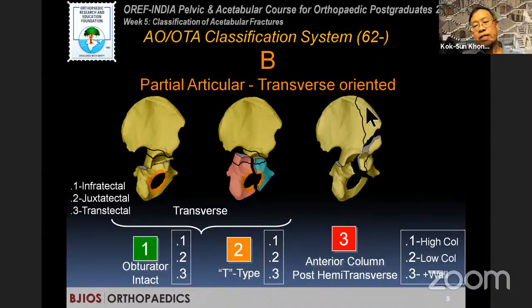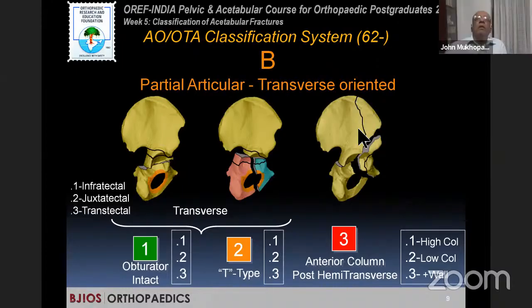Just look at the fracture exiting upwards. All the transverse fractures never exit outside the sciatic notch and the AIIS line, anterior inferior iliac spine. But the anterior column posterior hemitransverse always exits above the AIIS or even higher.